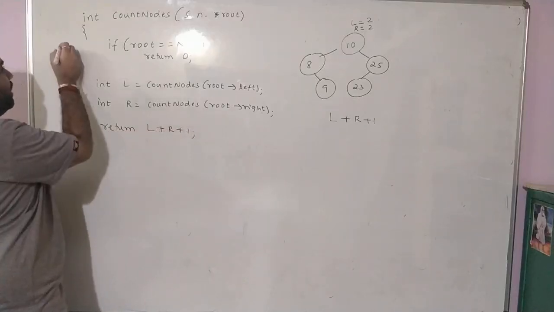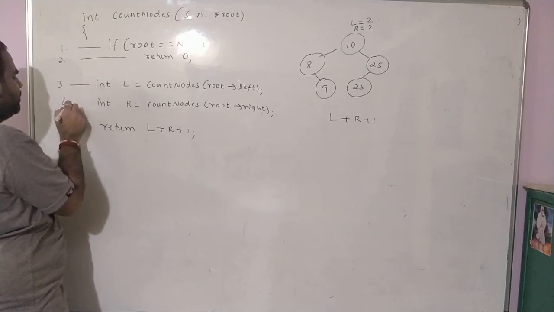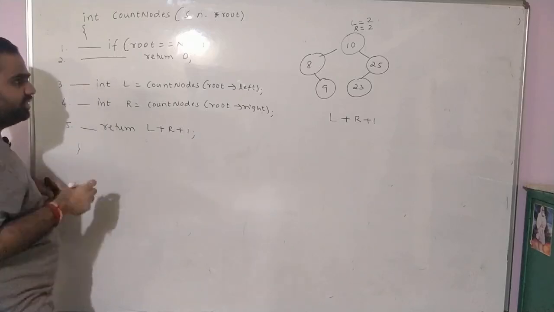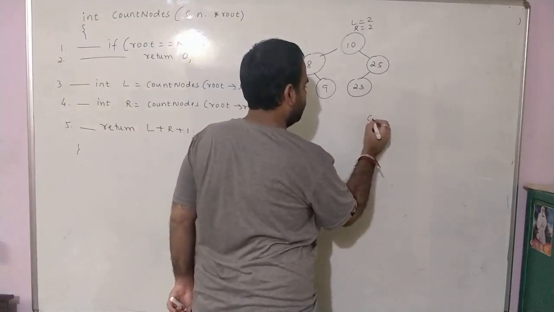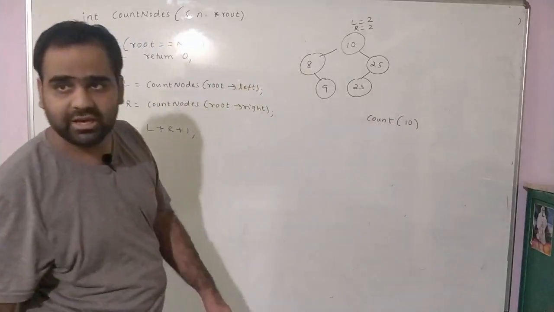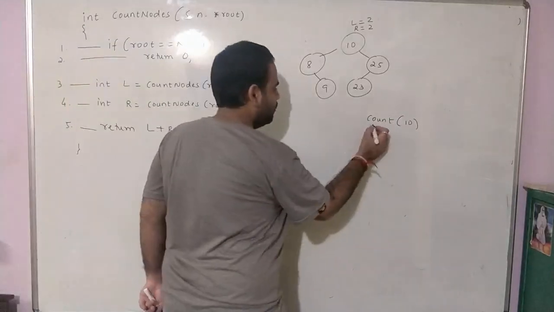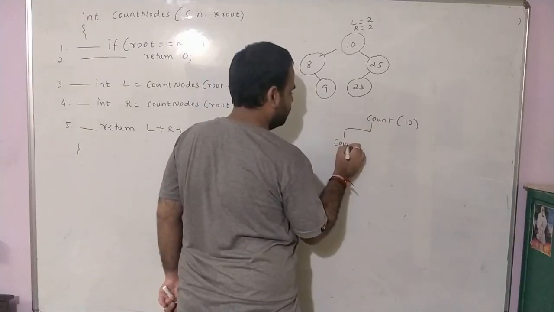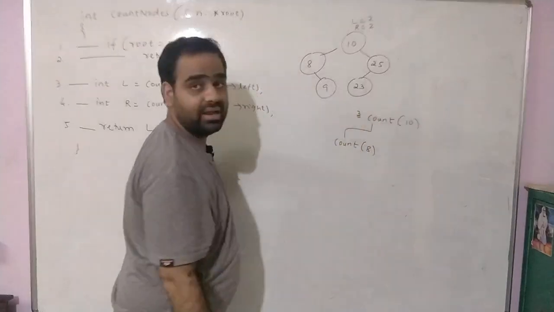Is that okay? Now let us try to trace this code. Okay, that's very simple. Now what do I say? Count nodes of root. What is the value of root now? The value of root is 10. Is 10 equal to null? No. You call the function count nodes of root arrow left. Count nodes of 10 arrow left is 8 and we are calling this from line number 3.